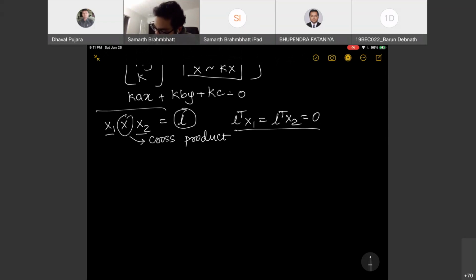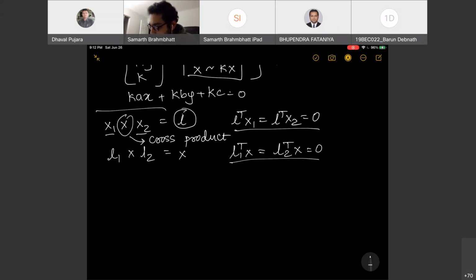Similarly, if we have two lines, then the intersection of lines L1 and L2 is another vector, and this vector is perpendicular to both L1 and L2. So this is a nice property: if you represent points and lines in homogeneous coordinates, then the cross product of two points gives you the line, and the cross product of two lines gives you the intersecting point.